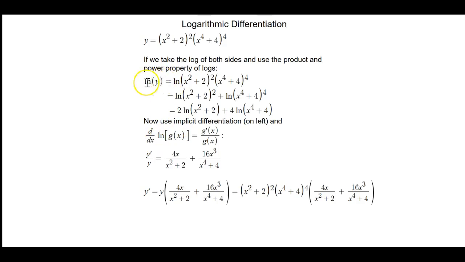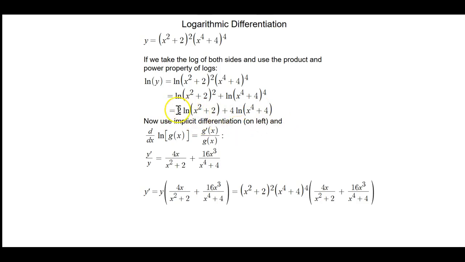So we differentiate on the left, so this is the part where we use implicit differentiation. The derivative of ln of y is simply y prime over y. So the y in the denominator comes from the derivative of the logarithm, and the y prime comes from the derivative of the inside. We're treating that y as a generic function. And then we take the derivative of this side.